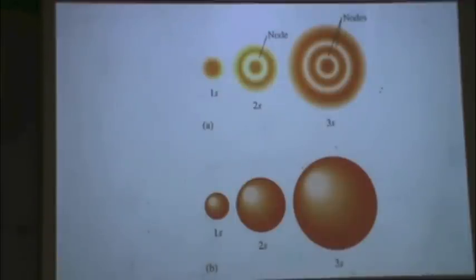Why did the circles, or the spheres, get bigger? You could say there's more orbits because n is larger, but I'm looking for a simpler answer. As n gets larger, n represents size, so it just gets larger. So as n increases, you should know size increases. So a 4s would be larger, a 5s would be even larger, etc. Okay, there's the s's. That's an easy one.